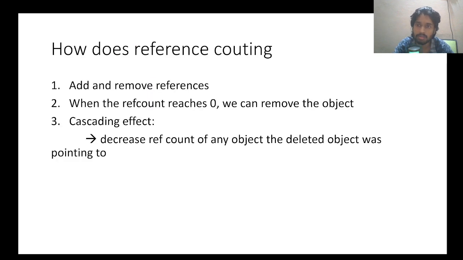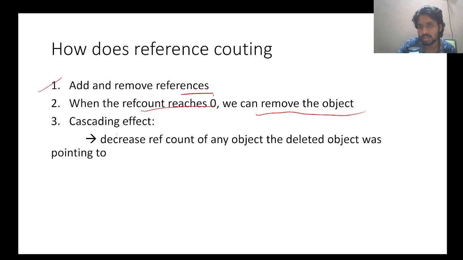So this is the algorithm here. We just add and remove the references in the code. Whenever we create a variable, the reference is added. How we can remove, we already saw a few minutes ago: we can decrease the reference count by using the del keyword. Whenever we get out of the scope of a function, the reference count will be decremented. This is the first point: we can add and remove references based on the code, and when the reference count reaches 0, we can remove that object.